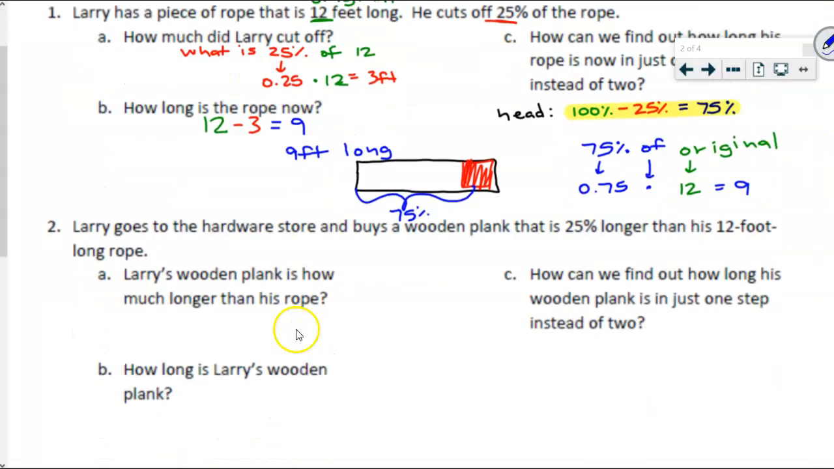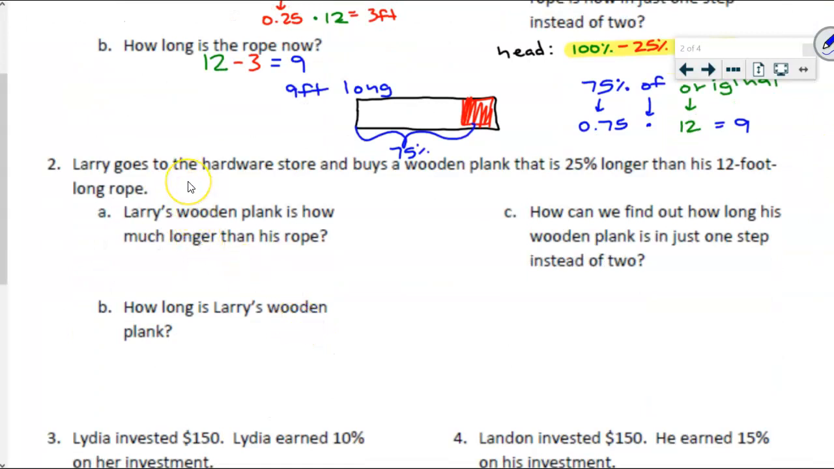Try the next one, please. Larry goes to the hardware store and buys a wooden plank that is 25% longer than his 12-foot long rope. Larry's wooden plank is how much longer than his rope? Part B, how long is Larry's wooden plank? Part C, after we do these two steps, let's practice. How can we have done that in just one step instead of two? Okay, A, B, and C with your groups. We're going to pause the recording again.